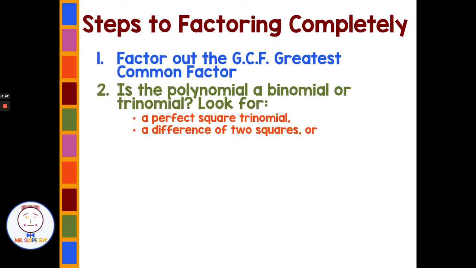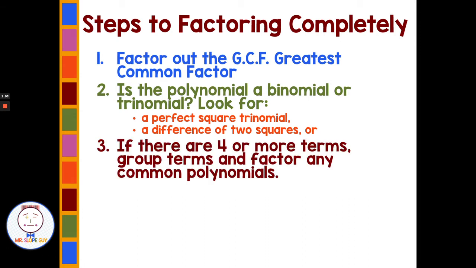Step 2, is the polynomial a binomial or a trinomial? If it's a trinomial, we're going to look for a perfect square trinomial. If it's a binomial, we're going to look for difference of squares. Step 3, if there are 4 or more terms, we're going to group the terms and factor out any common polynomials.